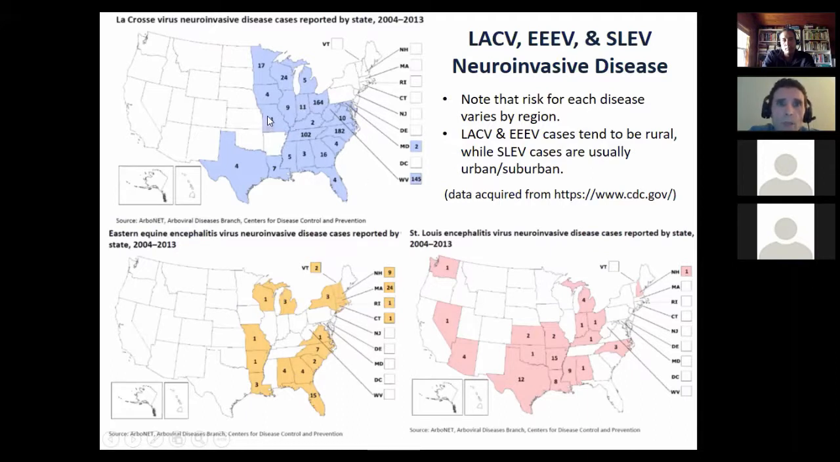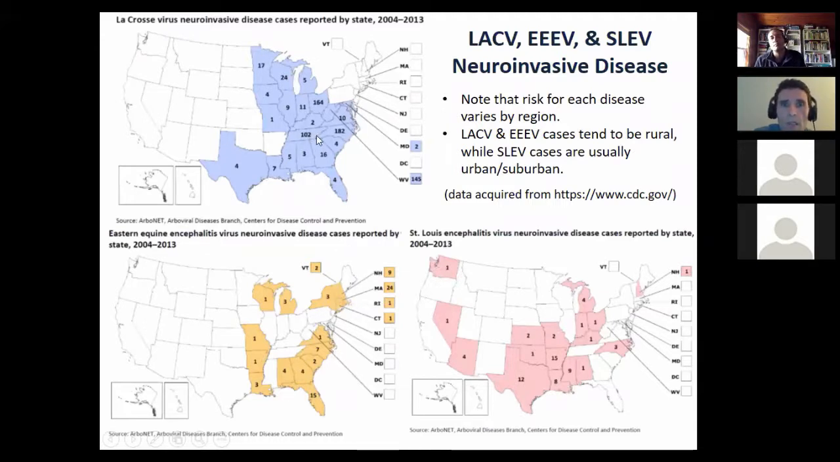In the upper left, going counterclockwise, we have La Crosse virus, the number of cases in the United States. Bottom left, we have Eastern equine encephalitis. And the bottom right, St. Louis encephalitis. Now, these are from 2004 to 2013, so this is roughly a 10-year period. So you don't have the most recent years, but the data are kind of similar. And you can see over that range, for most states, it's less than 1 case per year for most of these. Now, you do see differences for La Crosse.